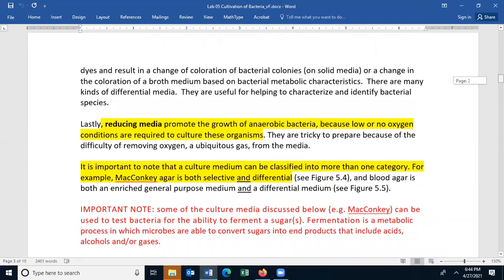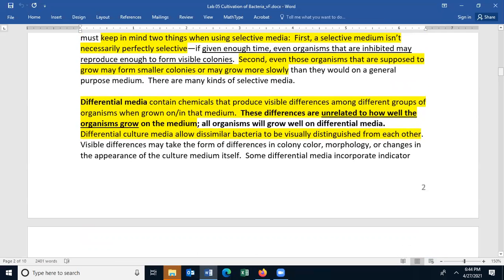What is a differential media? It is only differential. I can't think of one that is only differential and nothing else. So I'll just say McConkey's is a differential media, and it allows you to distinguish between cells' differences to metabolize the sugar lactose. If they ferment lactose, they will be pink on McConkey's media. If they don't ferment the sugar lactose, then they will not be pink. They will be off-white or some other natural color that the bacteria has.